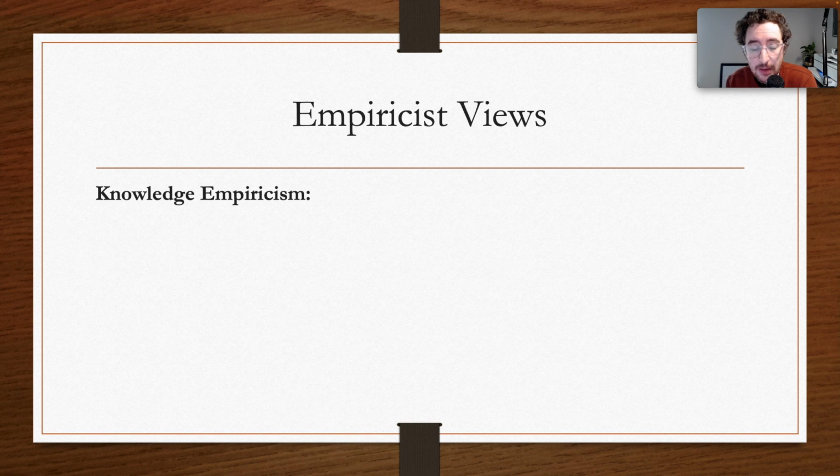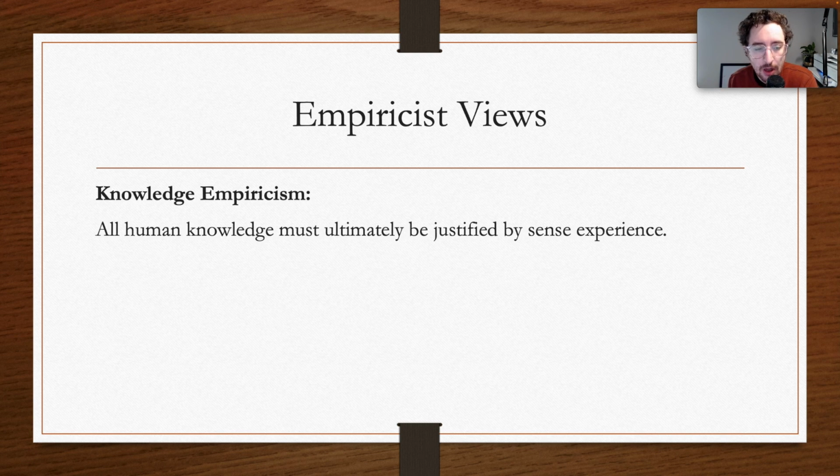So Newton is taking this very empiricist approach to our knowledge of gravitation. All human knowledge must ultimately be justified by sense experience. We can use experiment to extend our observations, and we can use mathematics to describe our observations and to try to generalize them to cases we haven't observed. But insofar as there's some claim that we cannot observe or get at via experiment, then he says we just can't know about it.